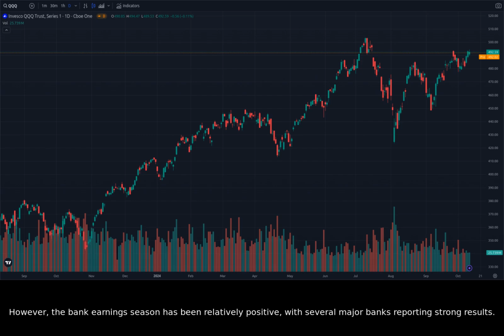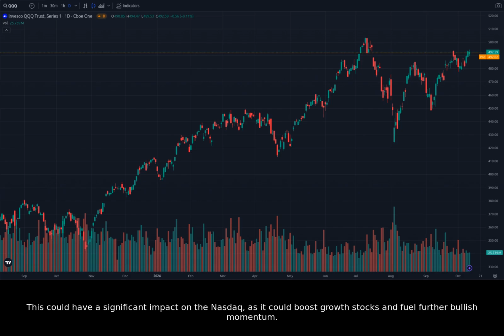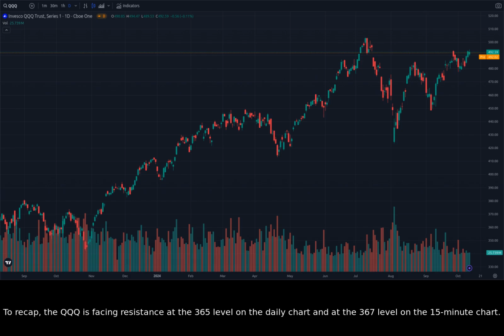However, the bank earnings season has been relatively positive, with several major banks reporting strong results. This could be providing some support for the QQQ, and it may help to push the price higher in the coming days. The Federal Reserve's next interest rate move is still uncertain, but traders are anticipating a shift to rate cuts. This could have a significant impact on the Nasdaq as it could boost growth stocks and fuel further bullish momentum.